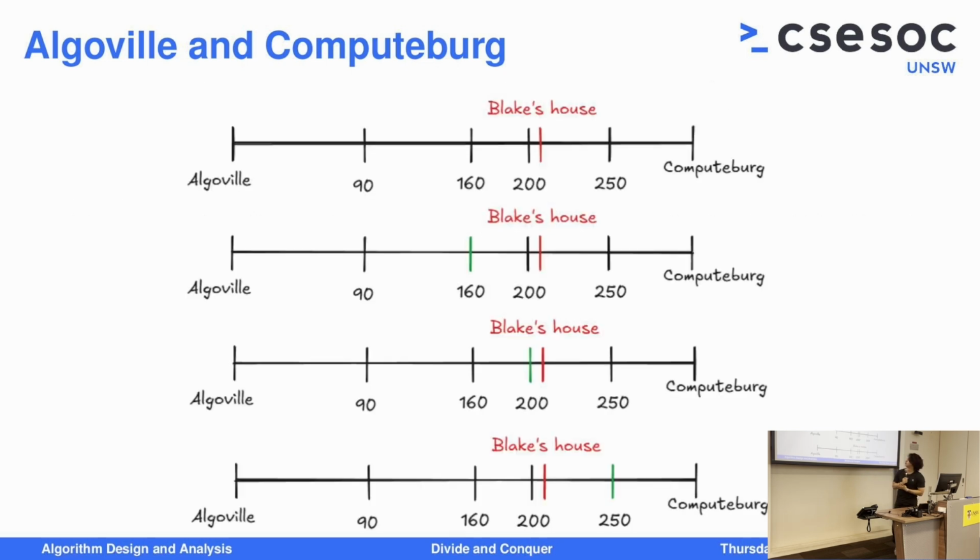Yeah, so here's a representation of that first example. We can see that Blake's house is at, it doesn't say, but 210. And essentially, when we binary search, what happens? Well, we have A0 is 90, A1 is 160, A2 is 200, and A3 is 250, right? And we will set low to 0 and high to 3, or like n minus 1, I suppose. But in this case, it will be 3.